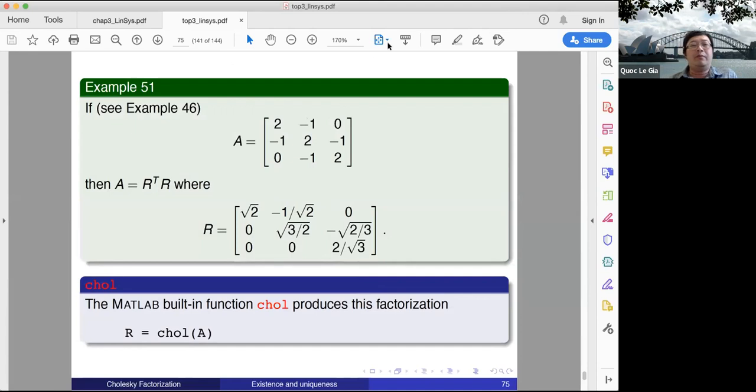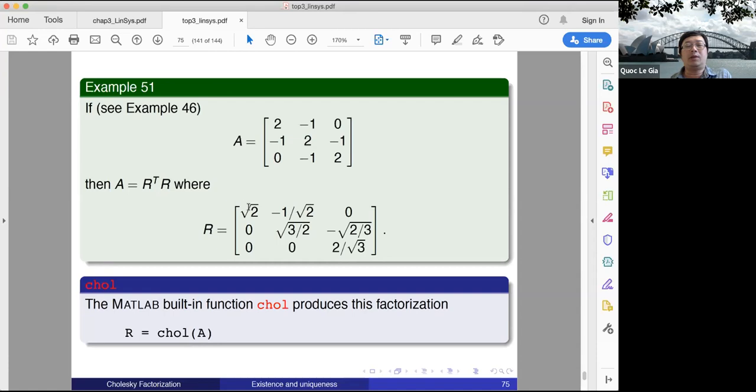Before we give the motivation, we give an example. Suppose A is given like this. Then the matrix R is like this. And somehow you can think the matrix R is like the square root of the matrix A, because every positive number has a square root. So here every positive definite matrix has a Cholesky factorization. So the Cholesky factorization plays the role of the square root of a matrix.